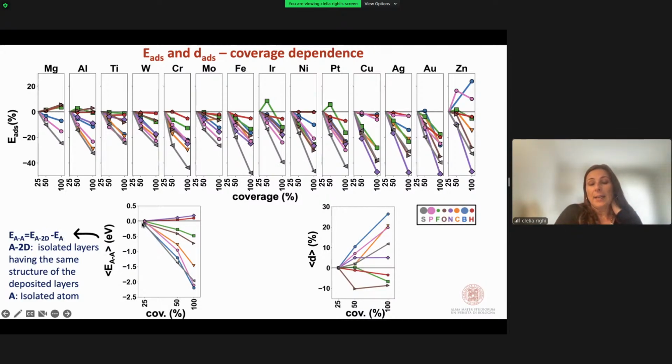And we can see that apart from the very small atoms, the other atoms start to create bonds among them, increasing the coverage. And so by increasing the atom-atom interaction, we have a slight decrease of the atom-substrate interaction, resulting in an increase of the adsorption distance and a corresponding decrease of the adhesion energy, the adsorption energy.